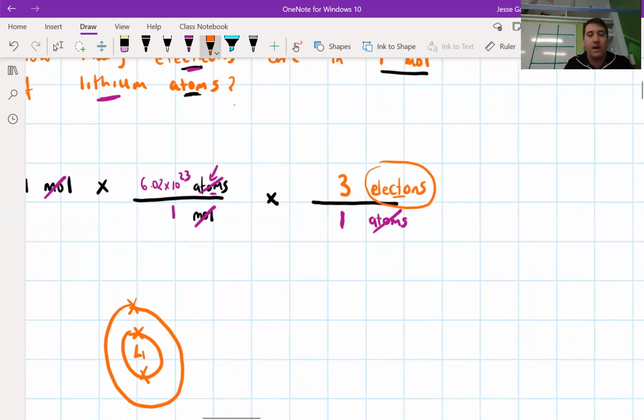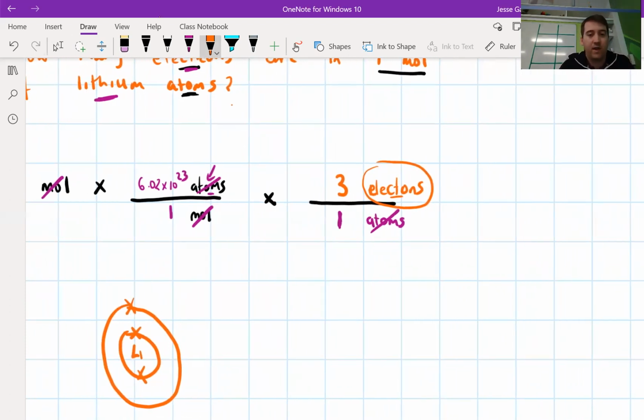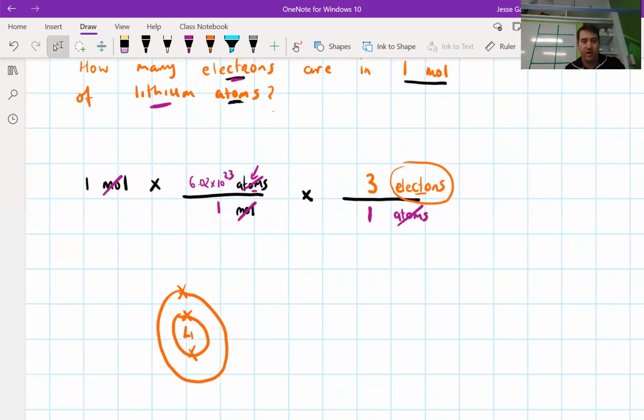And when you do that, put that in your calculator. If you want to pause the video and practice doing that now, pause the video and do it on your calculator. You should only be watching if you've had a go at this and you have an answer. The correct answer here should be 1.806 times 10 to the power of 24.